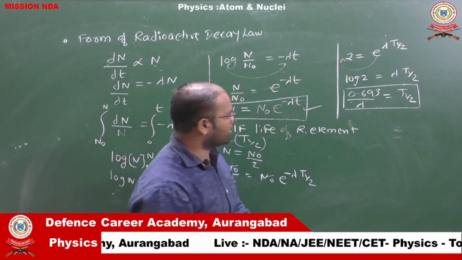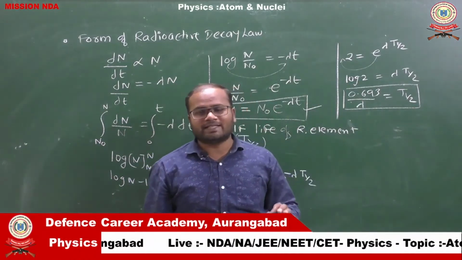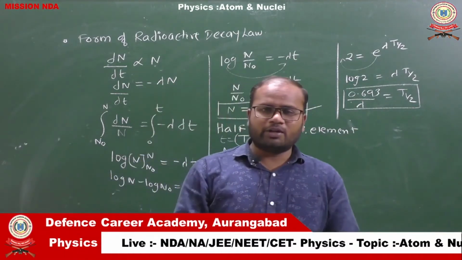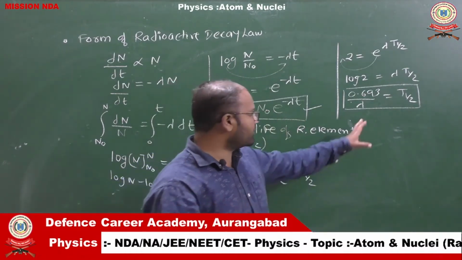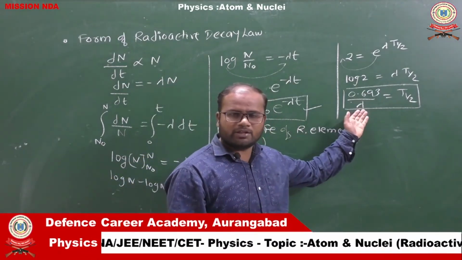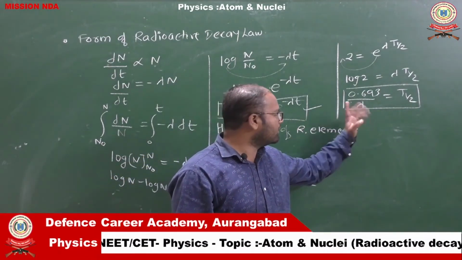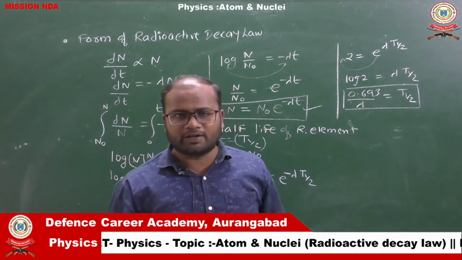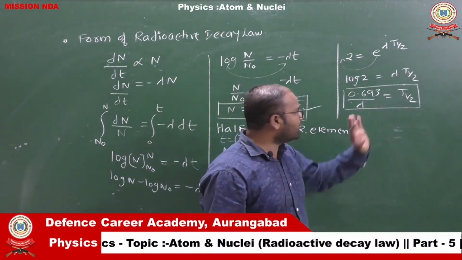Lambda is nothing but the disintegration constant. For every element it is different. For uranium it is different, for thorium it is different. So according to the value of lambda, which is constant for a given element, the half-life is calculated.